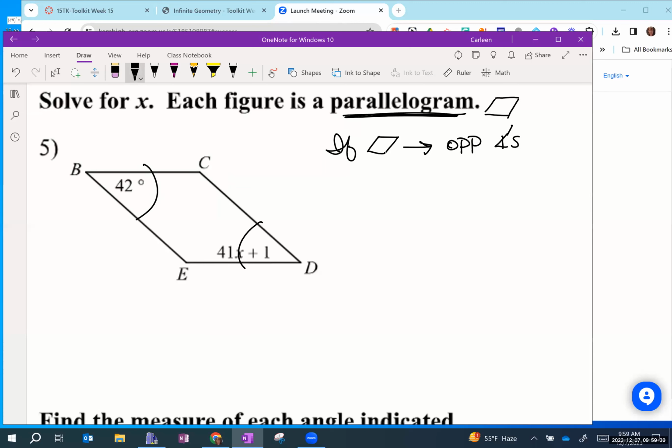If it's a parallelogram, opposite angles, ooh, not corresponding, because corresponding would look like this. And they're not consecutive. These are opposite angles, but good guess, are congruent to each other. Consecutive are supplementary, but opposite are congruent. So 41x plus 1 is equal to 42.